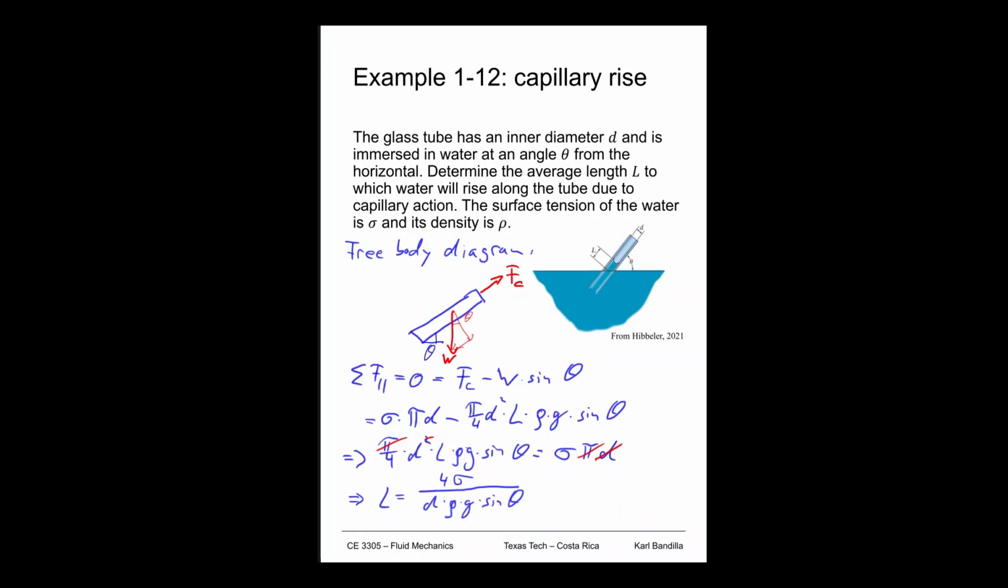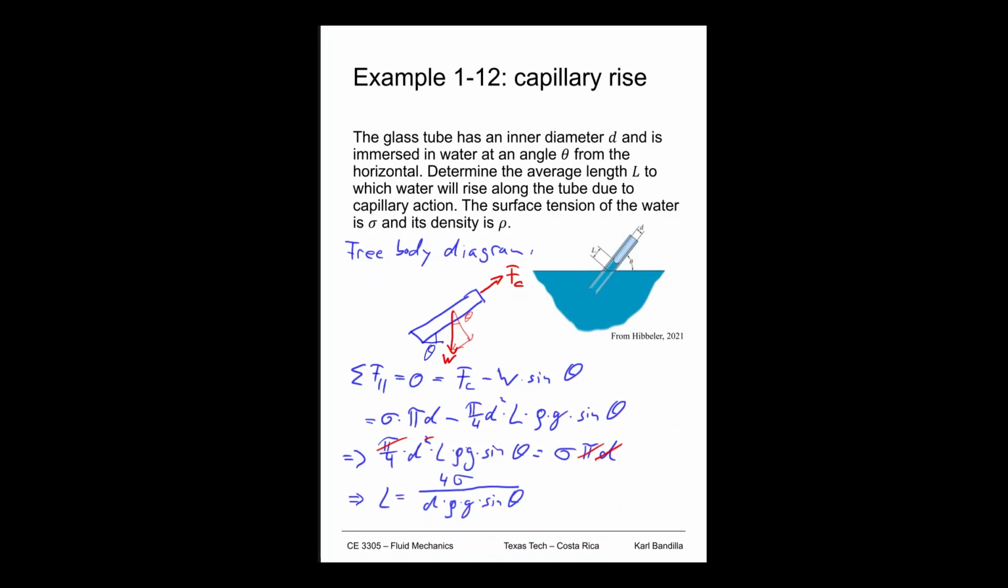Does it make sense? Well, the larger our surface tension is, the higher it's going to be pulled up. That makes sense. The smaller the tube is, the bigger it's going to get pulled up. The larger the density is, the more it's going to stay in there. And of course, the larger our sine theta is, so the larger the angle, the less far it's going to be pulled up into the pipe.